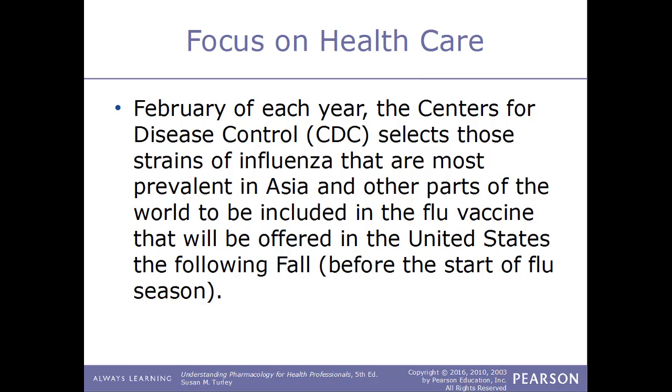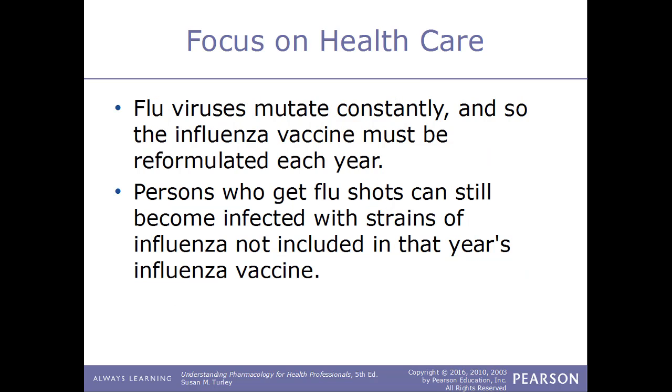Now, in February of each year, the CDC selects those strains of influenza that are the most prevalent throughout Asia and other parts of the world to be included in the flu vaccine that will be offered in the United States in the following fall, before the start of the flu season. Flu viruses will mutate constantly, and so the influenza vaccine must be reformulated each year. And people who get flu shots can still become infected with strains of influenza that aren't included in that year's flu vaccine.